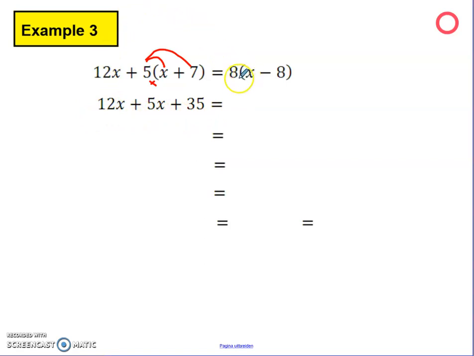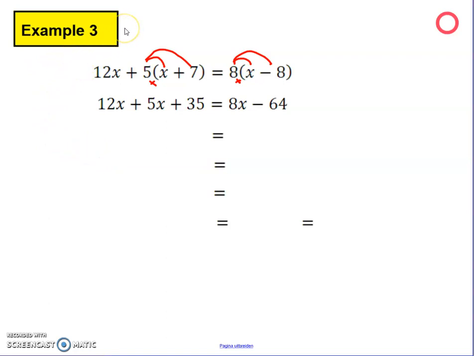Let us look at the right side. We multiply over here. I'm going to draw my first arc. 8 times x. That's 8x. And then we're going to do 8 times minus 8. Be aware of this minus. So 8 times minus 8. That's minus 64. So brackets are removed.